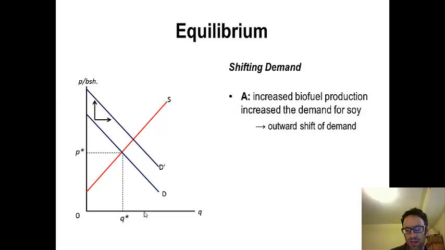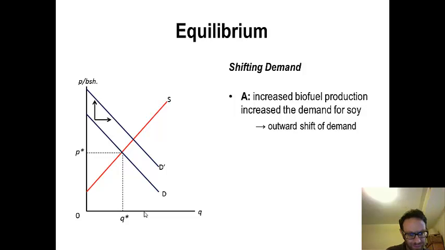And we can talk about recent government initiatives to promote biofuel production and consumption. Tax incentives increase the demand for biofuels. Increased demand for ethanol is going to lead to increased demand for soybeans because soybeans are a major ingredient in making ethanol. So let's assume, for instance, that the demand for soybeans has increased. Now, what's going to happen here?